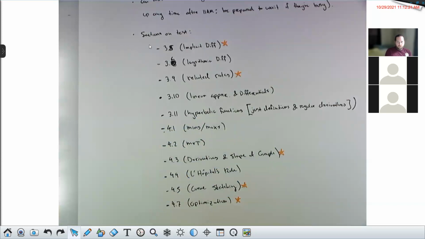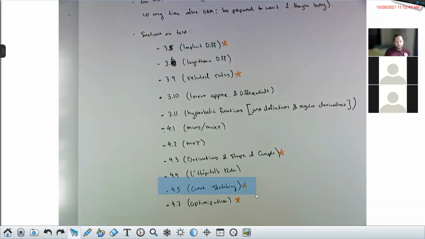Folks sometimes struggle with implicit differentiation just because it's like the first topic that we covered after exam 1. It's been a little while, so you might want to go back and make sure you're really comfortable with implicit differentiation, using it to find tangent lines and stuff like that. Related rates and the optimization section, those two applied sections where you have to think quite carefully about applications, can be a little bit tricky.